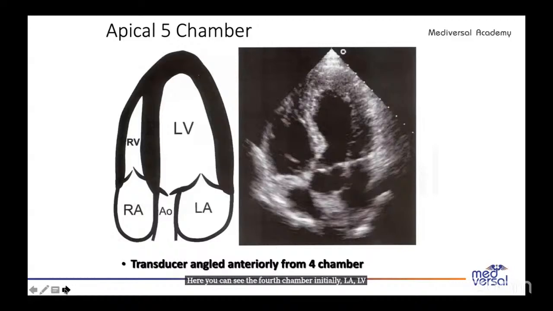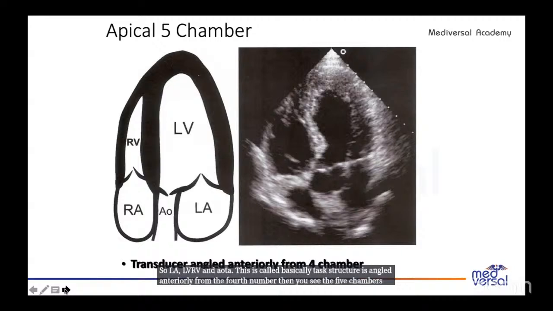But if you move slightly the probe down, you can open the fifth chamber, that is the aortic valve, from where the aorta is running. So now you can see the apical four chamber. If you don't see the aortic valve, you see the four chamber. That is apical four chamber. But if you slightly move the probe down, you can see the aorta. So LA, LV, RA, RV, and aorta. The transducer is angled anteriorly from the fourth chamber. Then you see the five chambers.